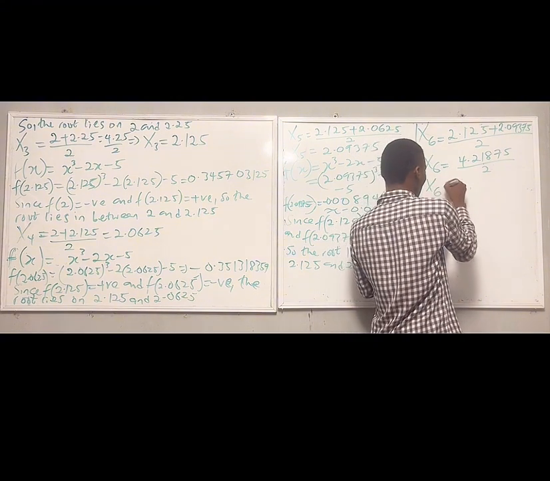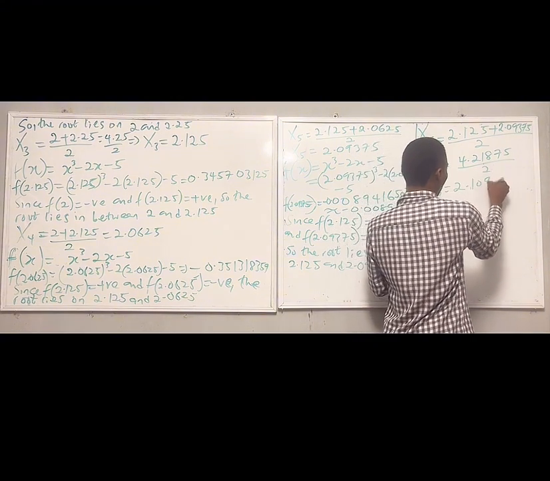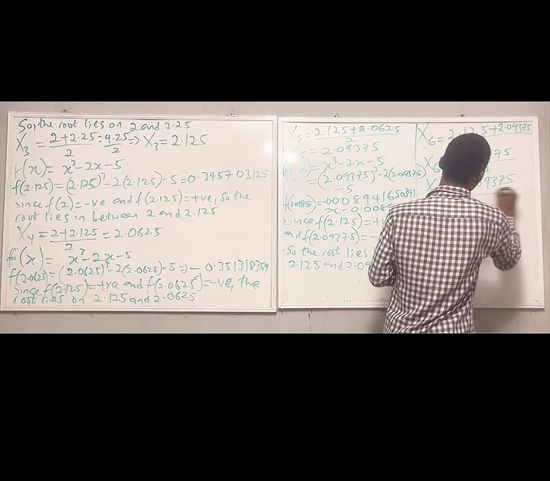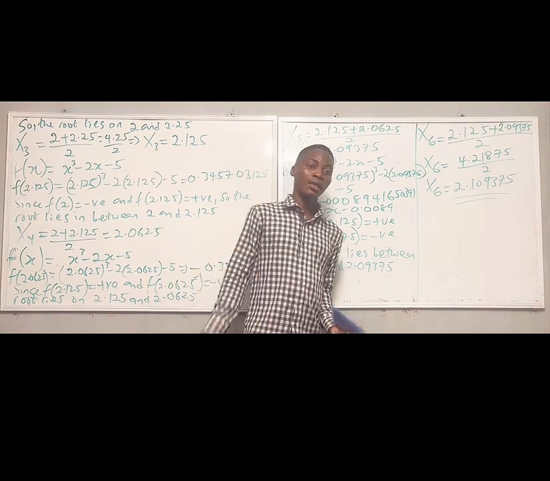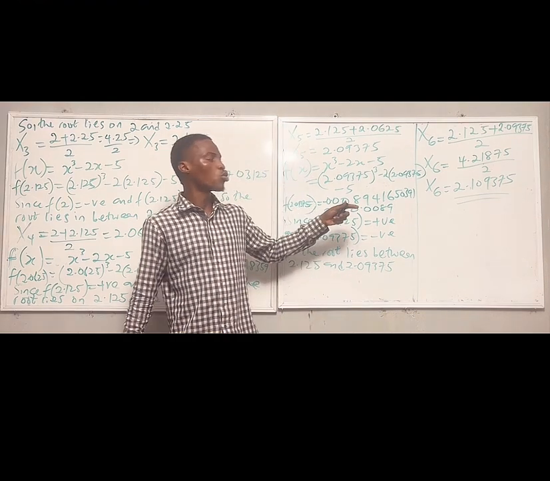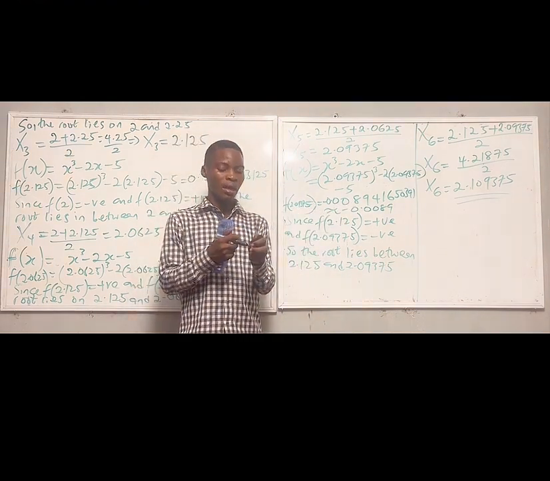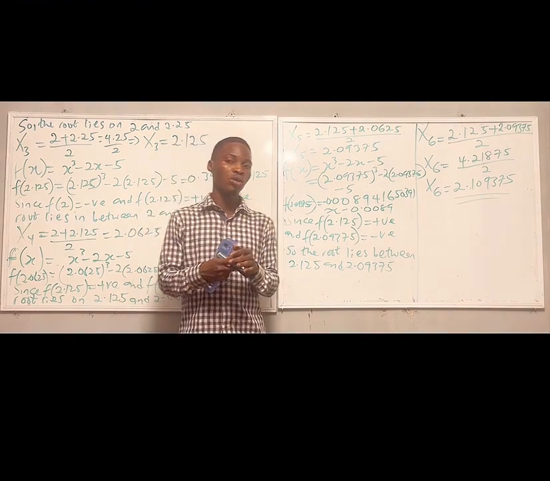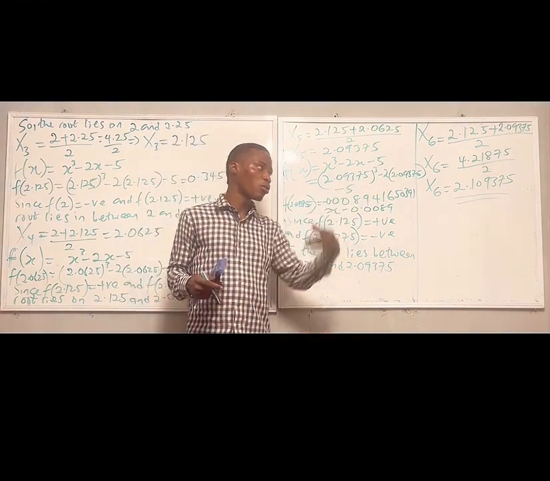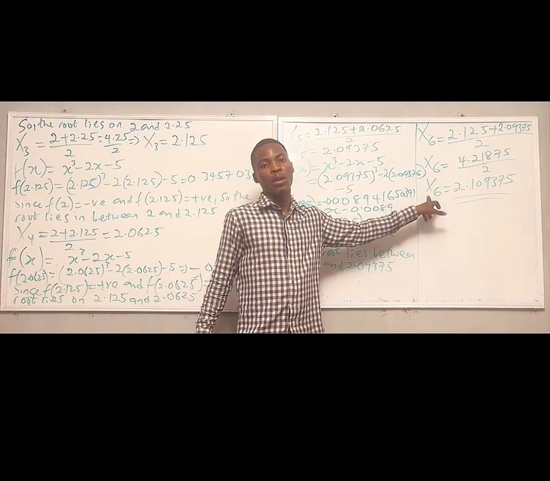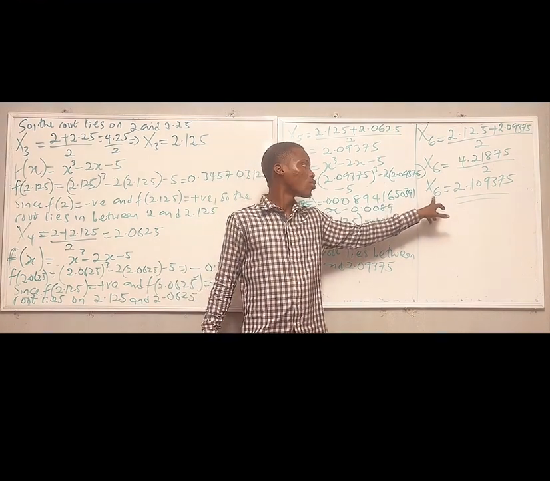So my S of 6 is now 2.109375. So this is the solution to what? I was told to find the sixth successive approximation. So I'm going to stop at X6.